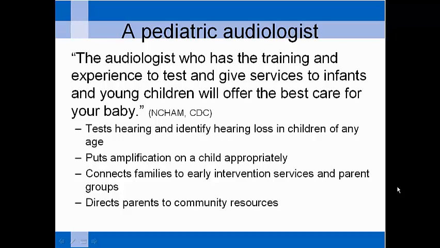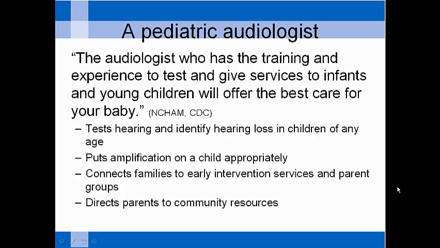So, who would test a child? That would be a pediatric audiologist. A pediatric audiologist is an audiologist who has the training and the experience to test and give services to infants and young children, and will offer the best care for the baby.